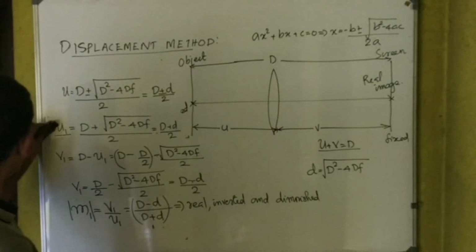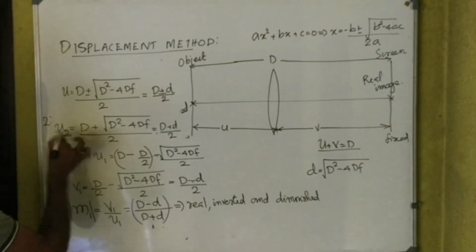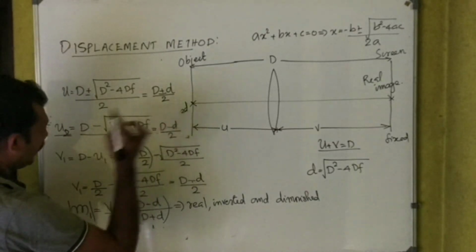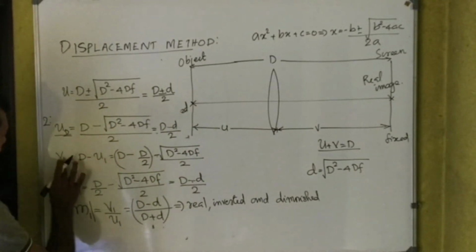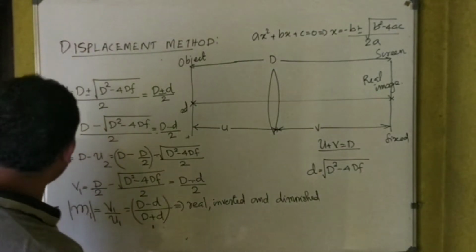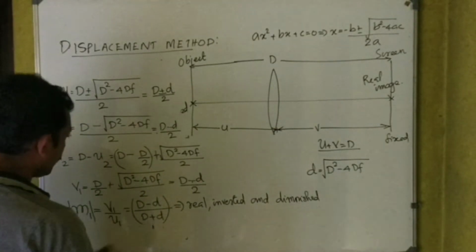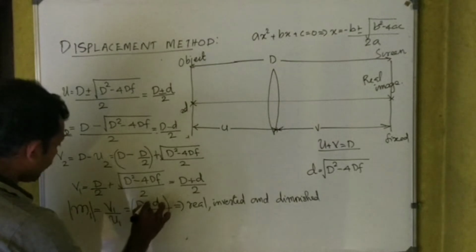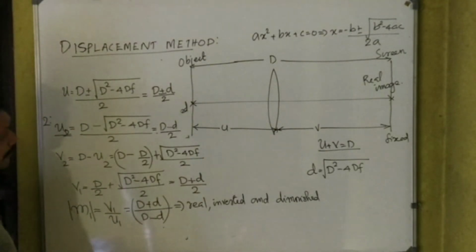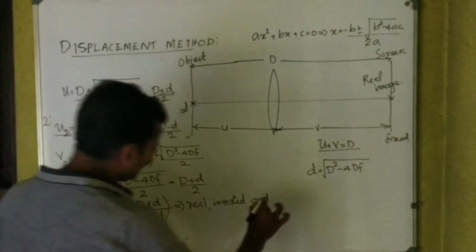Now the second case we will write. This is u1. Second case, u2 is equal to D minus small d by 2. So v2 is equal to D minus u2. So D minus D by 2 plus this thing. Here also plus. In this magnification, it is plus, and this is minus. So what kind of image are you going to get? In this case, you will get a magnified image.